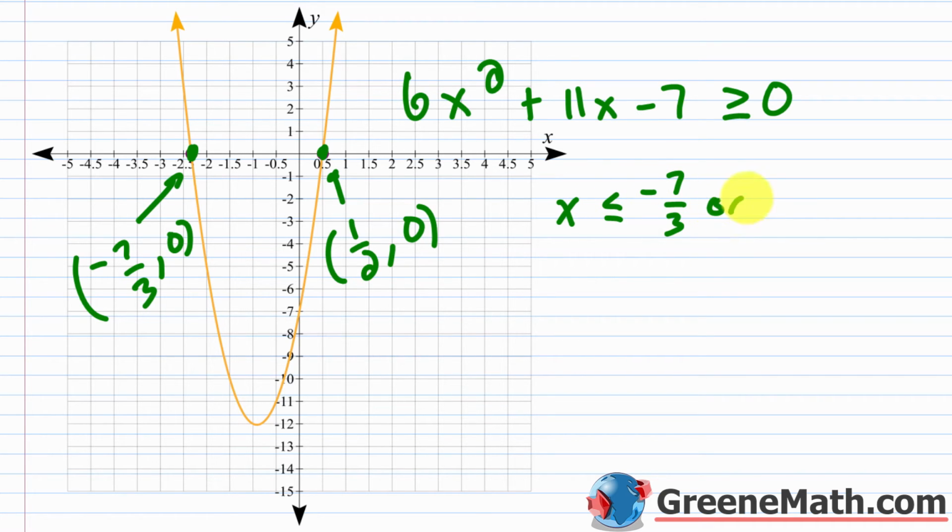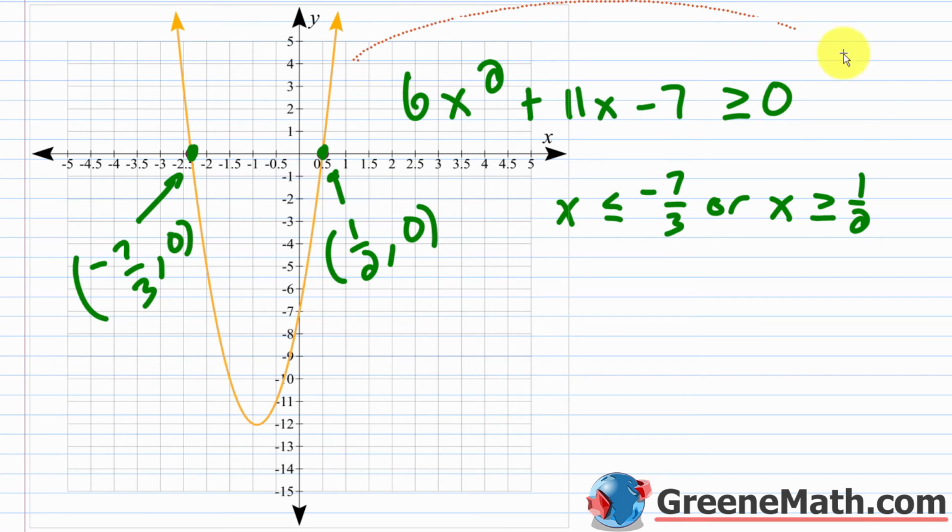Then I'm going to write my keyword or. You could also see that this would be satisfied for any x value that is to the right of 1/2, or you could say greater than 1/2. So let's say x could also be greater than or equal to 1/2. So that's how you could look at this graphically. You could see that any x value that's between -7/3 and 1/2, and I'm excluding both of those, you would be below the x-axis in terms of your graph, right? So the y values are all less than 0 there, so you would not satisfy the inequality in that case.